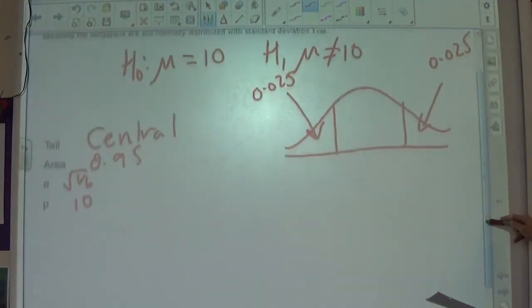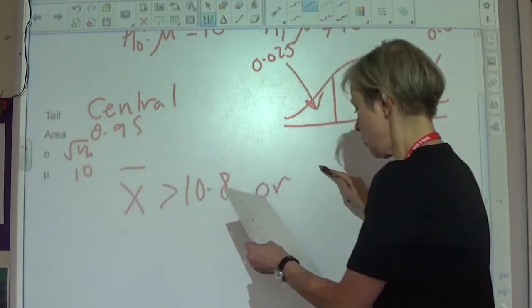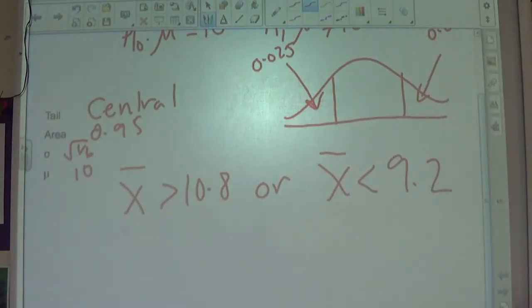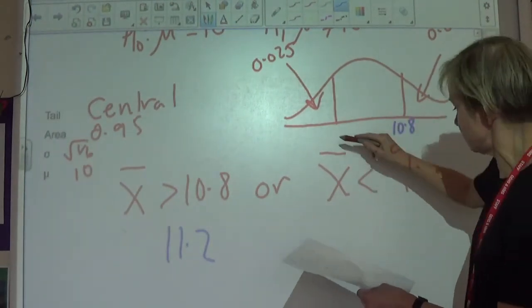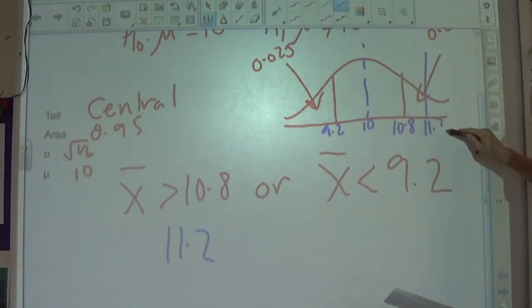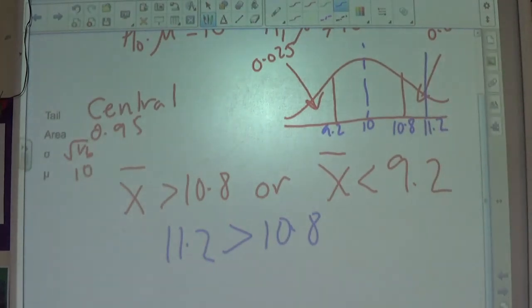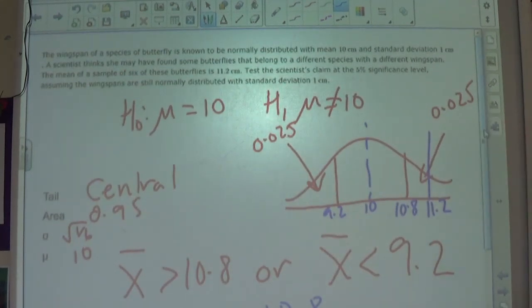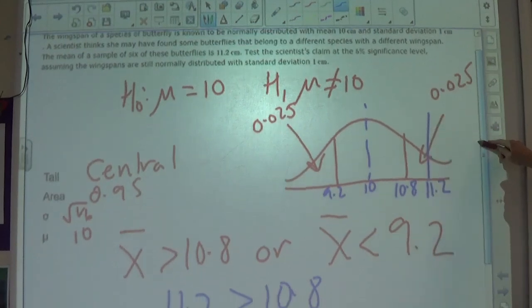Sigma is the square root of 1 over 6 as before, and mu is 10. If I then put them into my calculator, my critical regions are x bar greater than 10.8 or x bar less than 9.2. So I will reject if they lie in either of those regions. If that's 10.8, that's a rejection region, and that's 9.2, about my mean of 10. You can see 11.2 does lie in that region. 11.2 is greater than 10.8. Therefore, at the 5% level, you have sufficient evidence to reject the null, and then again, go back and put it in context.